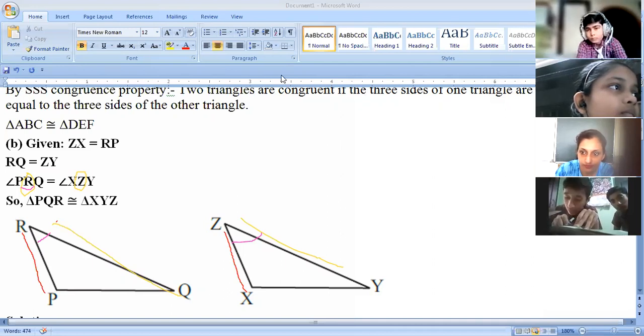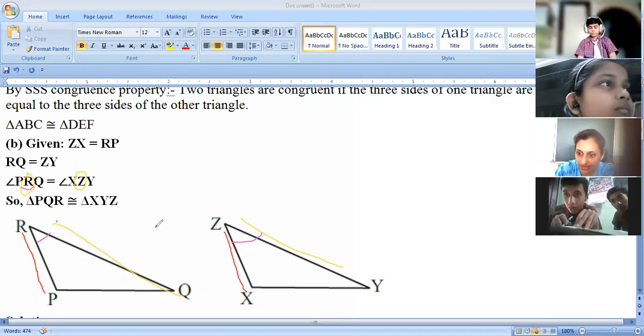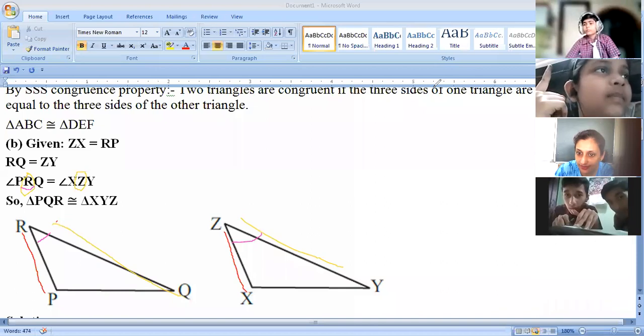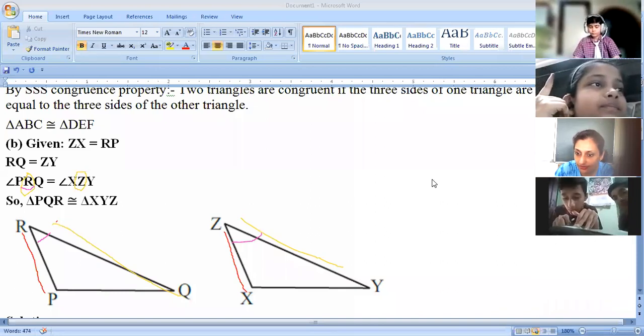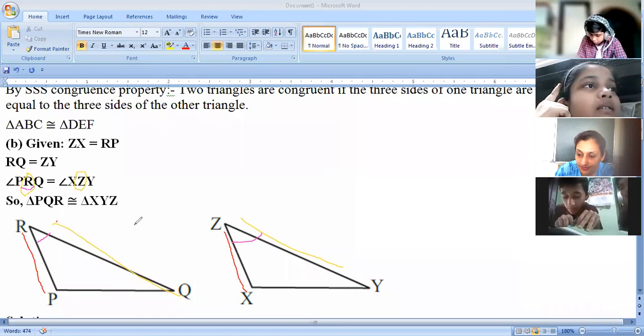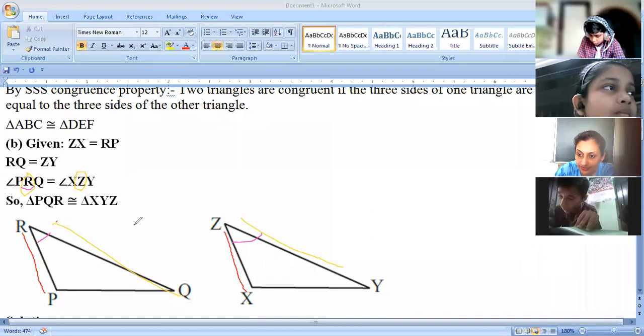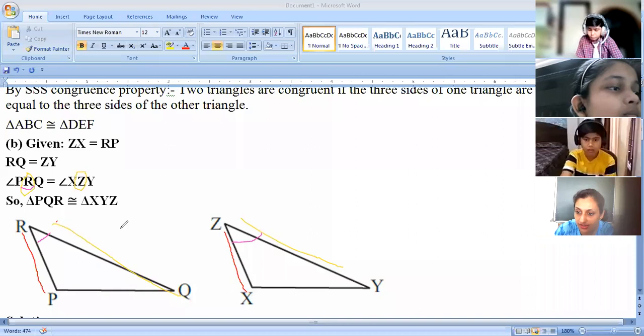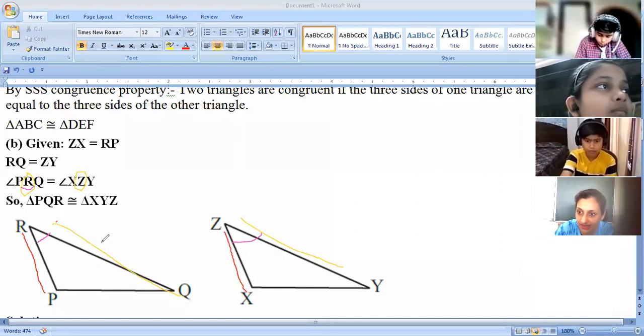See, this side is equal to this side. So side, angle, and then side. Side angle side. Which congruence criteria is it? Anand? Yes, ma'am. Which criteria is it? Side angle side. See, SAS. Side angle side means SAS.